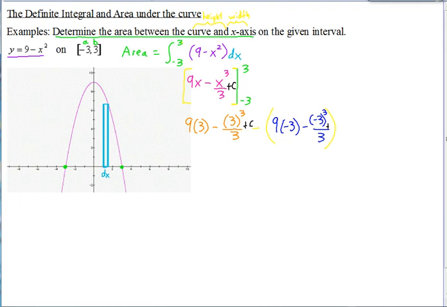Unlike the indefinite integrals, when you do need that unknown constant. Okay, so let's finish simplifying this now. So 9 times 3 is 27, minus 3 cubed is 27 divided by 3 gives you 9. Then minus 9 times -3, -27. -3 cubed is -27 divided by 3 is -9, but this negative out in front makes it a positive 9.